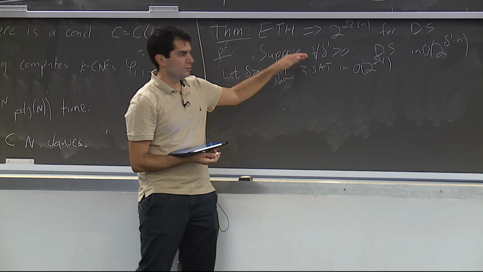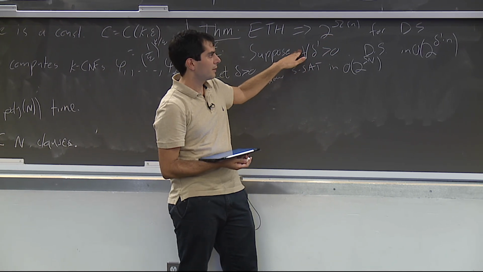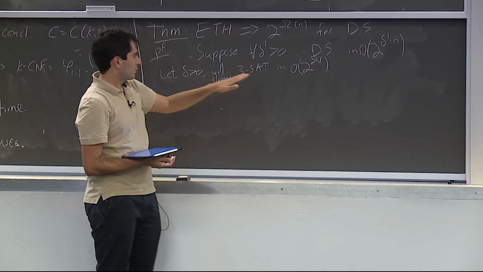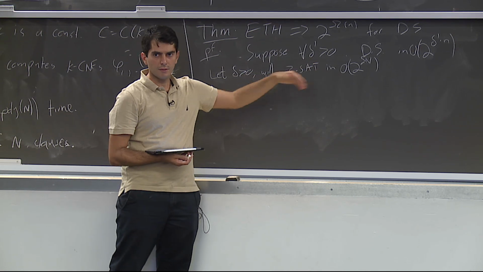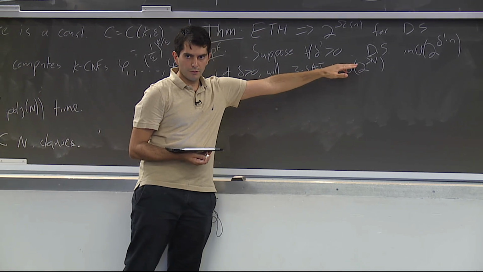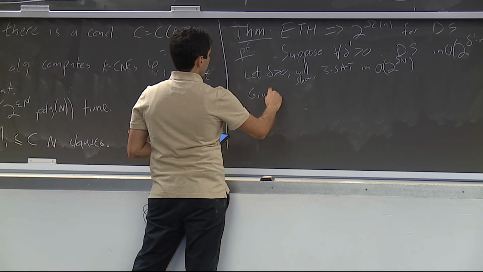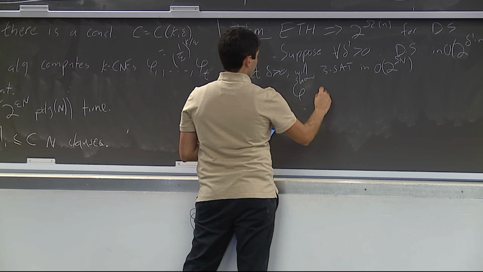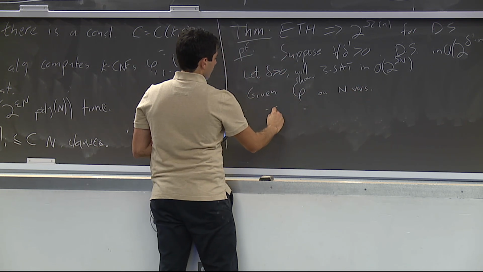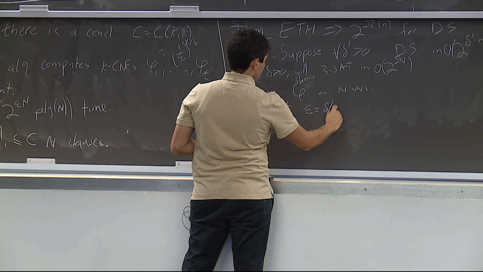Okay, so we assume that dominating set doesn't have this lower bound, so for any delta prime we choose, no matter how small, we can solve dominating set in 2 to the delta prime times n. Then we use this to show that SAT can be solved in 2 to the delta n for any delta. So let's fix some delta, and we want to get some algorithm for SAT. We're given some formula. We're going to choose epsilon for the sparsification. So epsilon will be delta over 2.